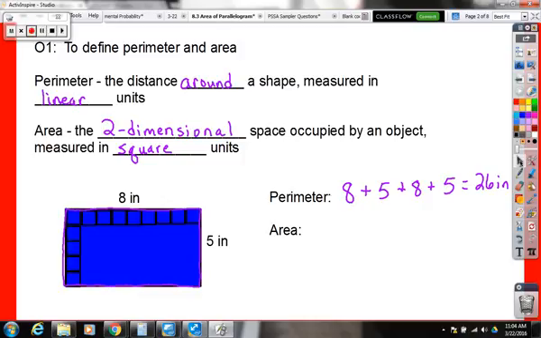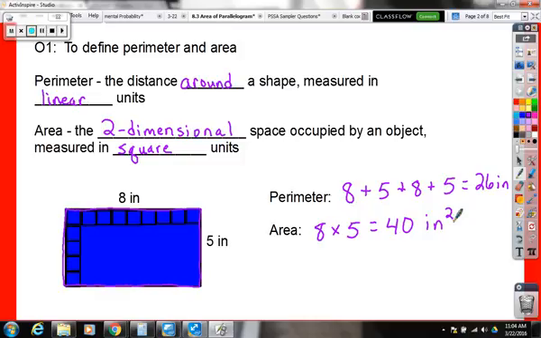Sophia? I would have 40. And what did you do to figure that out? 8 times 5. So we don't need to draw in all the squares and count them all up. We can use the idea of an array, and we can do 8 times 5. So when we're finding area of a rectangle, we're just multiplying the length times the width. And we get 40 square inches. We put that little 2 up above the inches to tell us that it's square inches, not linear inches, because we're filling it up with squares.